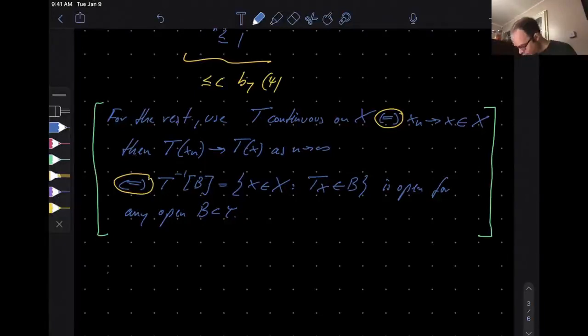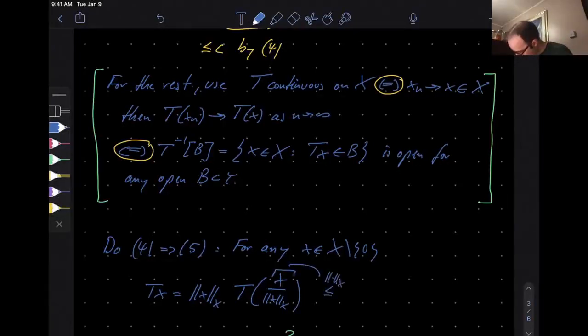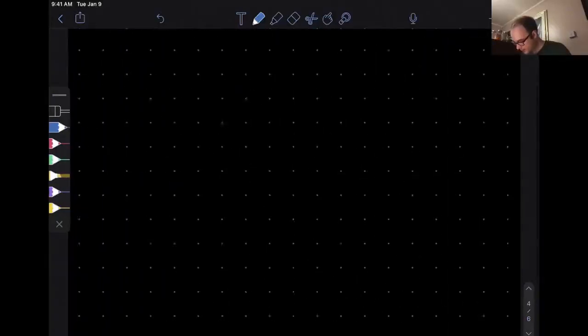Now let's start with 4 to 5. This is more or less what I already did up there. We will show that boundedness on the closed ball gives you boundedness everywhere. For any non-zero x, we have T of x. This is the same trick I used earlier with the linearity, multiplying and dividing by the same quantity. Then this vector here in norm is precisely equal to 1, so in particular less than or equal to 1.